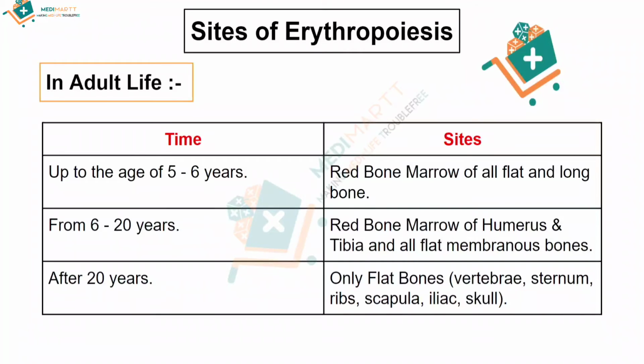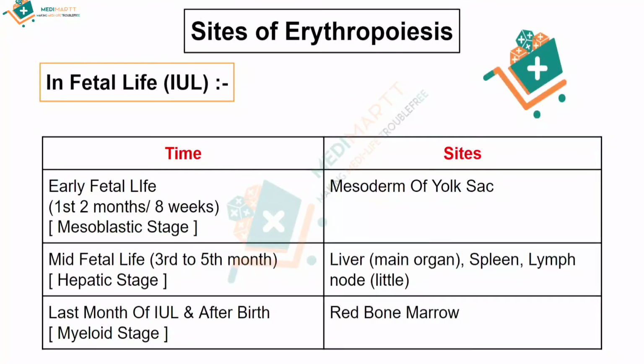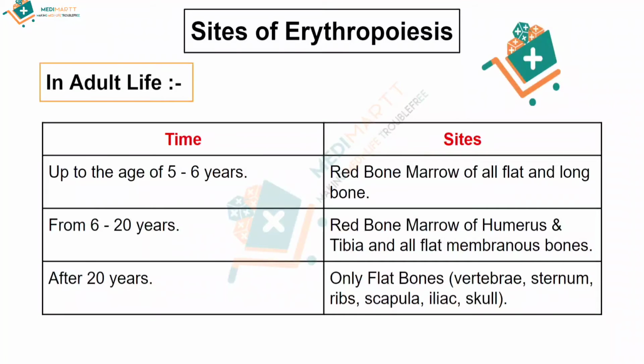Okay, previously there was no distribution, it was forming in all red bone marrows, but up to the age of 5 to 6 years, the site of erythropoiesis will be in the red bone marrow of all flat and long bones only. Okay, now from 6 to 20 years of age, the site is the red bone marrow of the humerus and tibia, and all flat membranous bones. Okay, so this is about the 6 to 20 years of age.